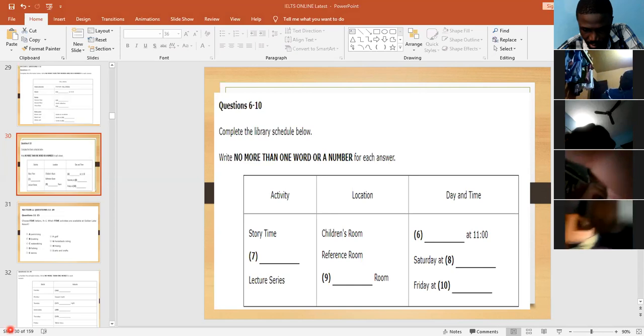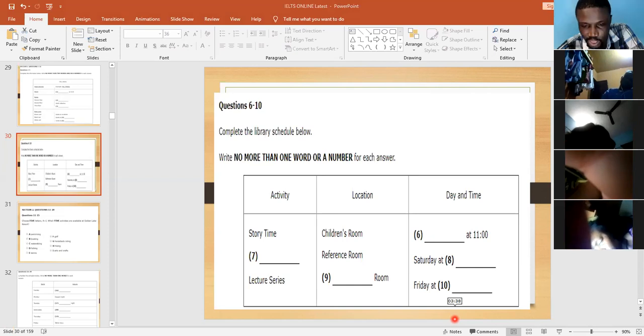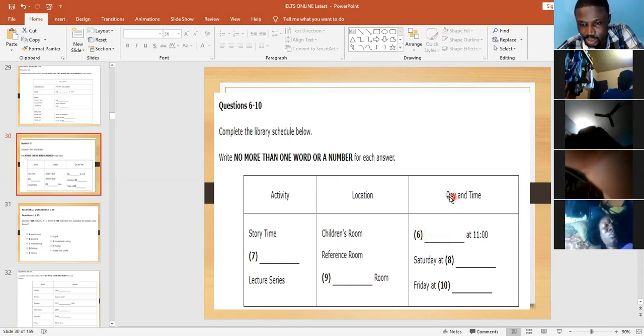It takes place in the children's room on Thursday mornings at 11. You are asked to pick a word, so you have to pick the day because it is talking about day here. So it is Thursday at 11. You cannot put morning because it asks you to pick a word.